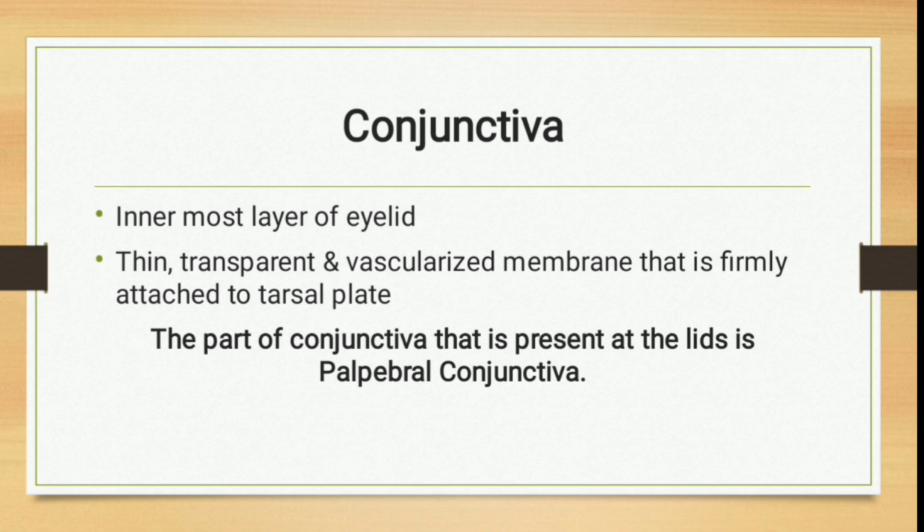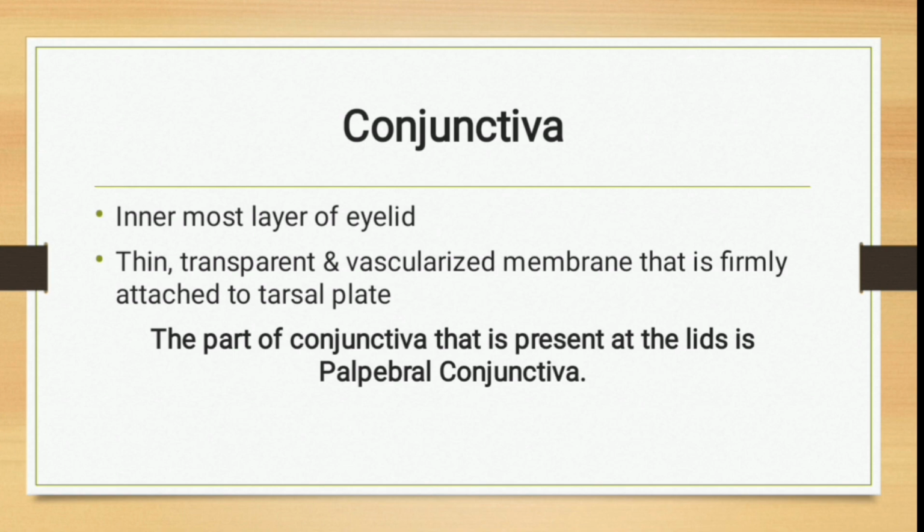So now this thin transparent structure is very tightly attached to the tarsal plate, and it is very difficult to separate these both layers, right? So the part of conjunctiva which is present at the lids is the palpebral conjunctiva. I have said that there is a layer that is present on the whitish sclera of the eyeball, that is of conjunctiva, which is the bulbar. But right now we are talking about the palpebral conjunctiva, which is the structure that is attached to the tarsal plate, or which is attached to the eyelids.